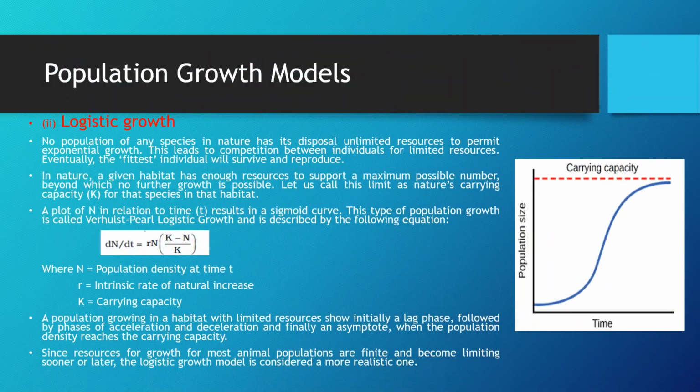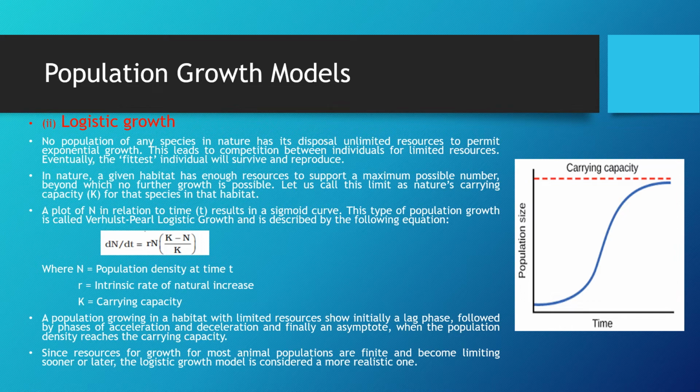Let's look into another population growth model. When the resources are limited, then the population growth curve is logistic in nature. This growth model is more realistic. Every ecosystem or environment or habitat has limited resources to support a particular maximum number of individuals called its carrying capacity. When N is plotted in relation to time t, the logistic growth shows a sigmoid curve.